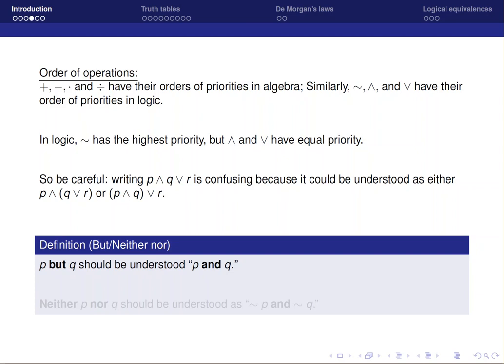Now there are other ways of saying the word "and" without using the word "and", and here are a couple of them. The words "but" and "neither...nor" are examples of and/conjunction statements. So saying P but Q should be understood as P and Q. Even though it has a negative connotation, it doesn't really matter. We just use the wedge symbol. Similarly, saying neither P nor Q should be understood as not P and not Q. So negate the P, negate the Q, and put an and symbol in the middle.